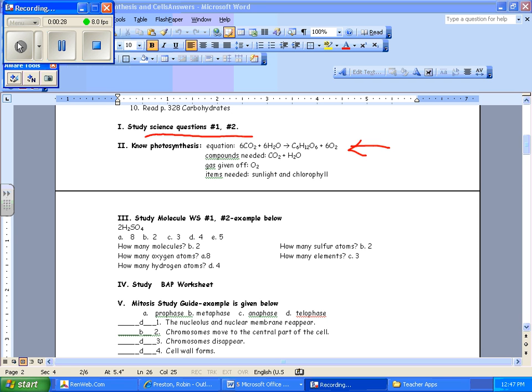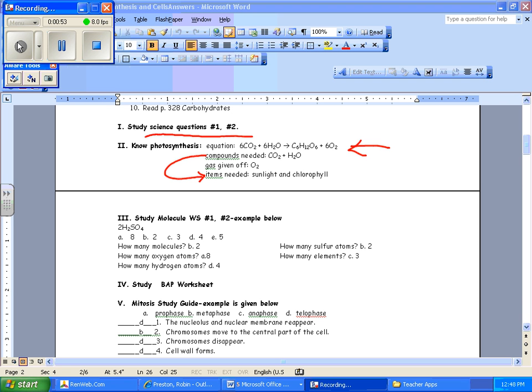right size. Where it says compounds needed, don't get that confused with items needed. Your compounds are your carbon dioxide and your water. Remember that carbon comes from the carbon dioxide and the plant gets hydrogen from the water. The gas that is given off is oxygen. The plant must be green and it must get sunlight.